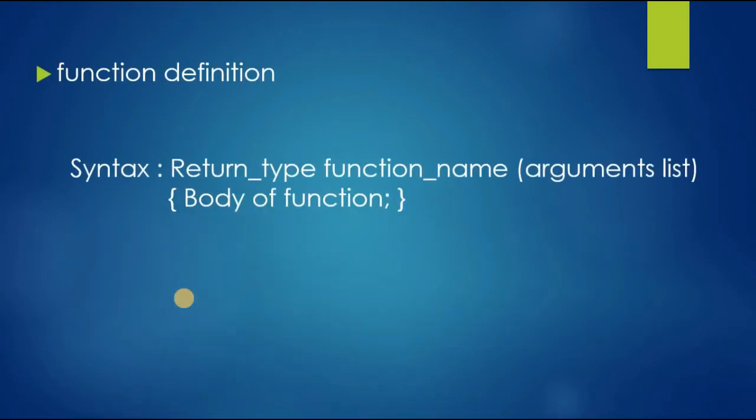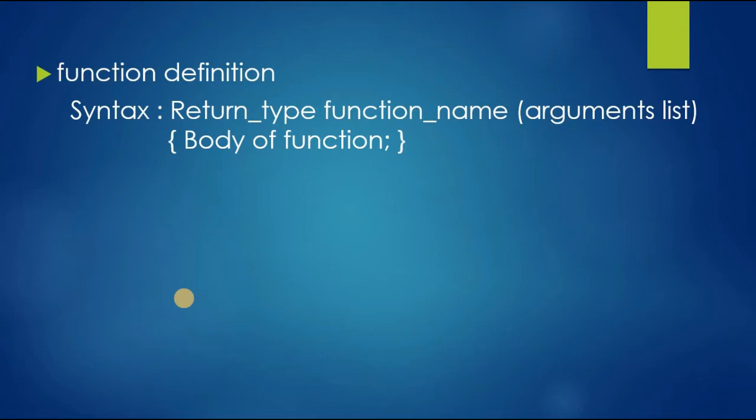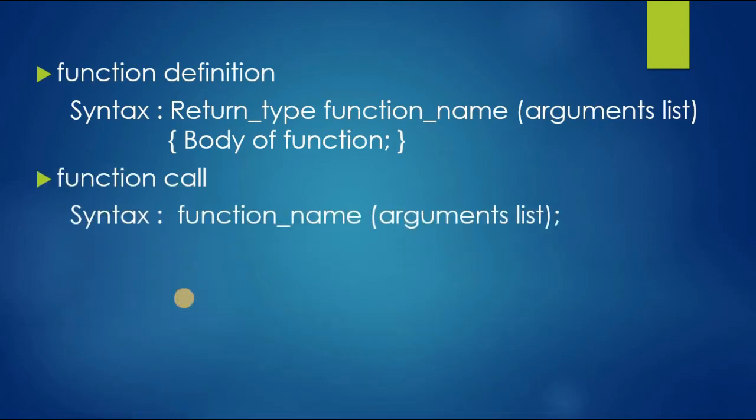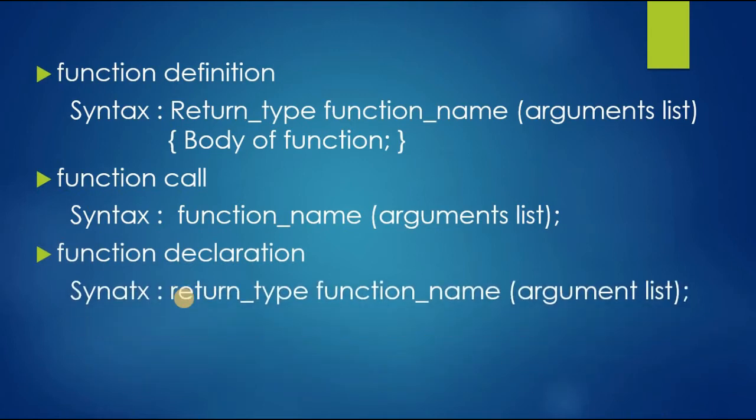The syntax for the function definition is a return type, function name, and inside the brackets the argument list, and in curly brackets the body of the function, meaning the statements which are going to be executed. Then function call: the syntax for a function call is the function name and argument list. Third one is the function declaration: the syntax for declaration is a return type, function name and argument list.